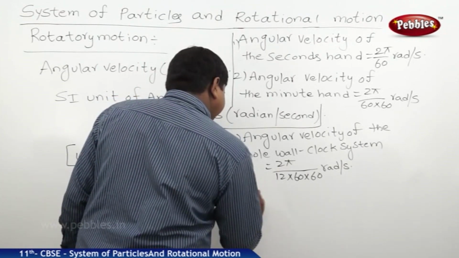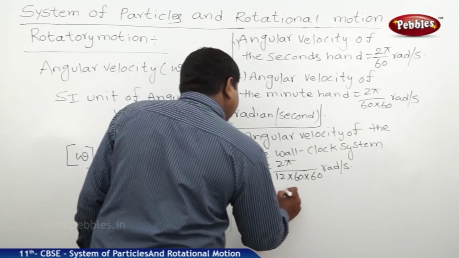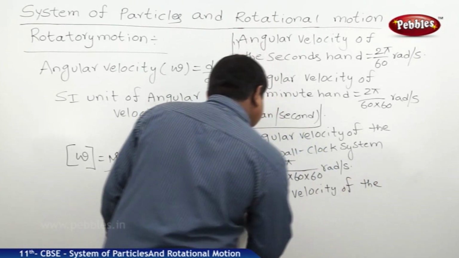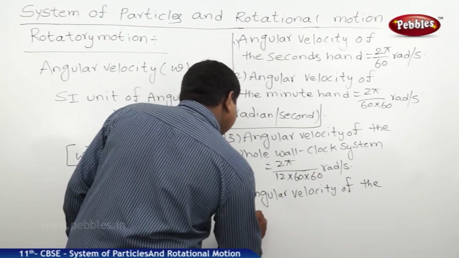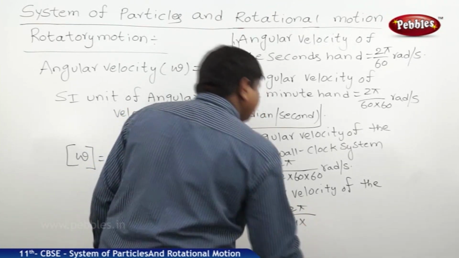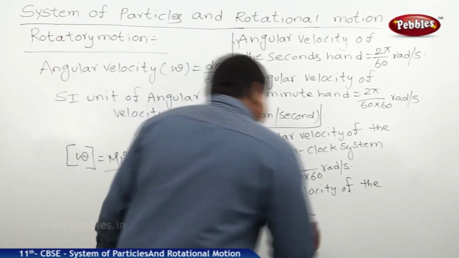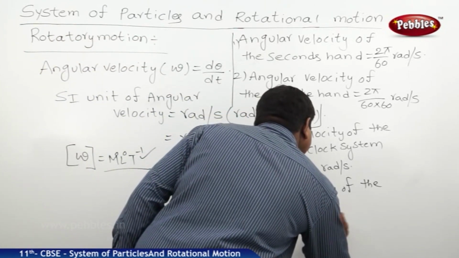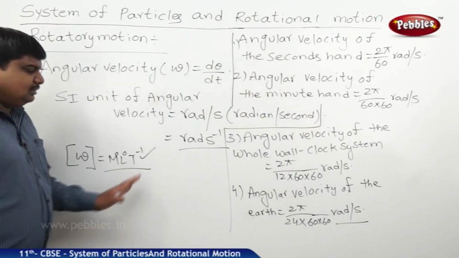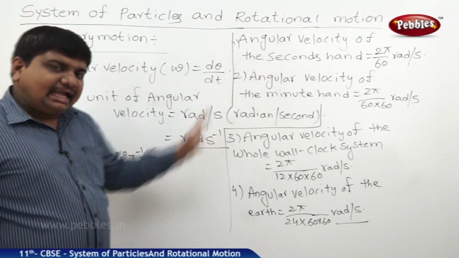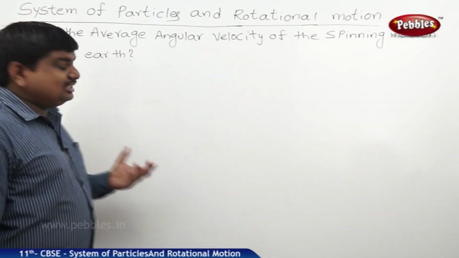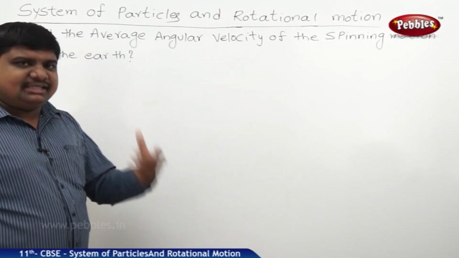So the fourth one, angular velocity of the earth, is equal to 2 pi by, for earth it takes 24 hours to complete one rotation. That's why 24 into 60 into 60 radian per second. So in this way we can define the angular velocities of different bodies. This is a numerical based on the concept of angular velocities and displacements.